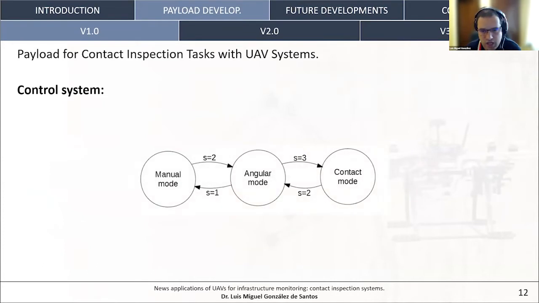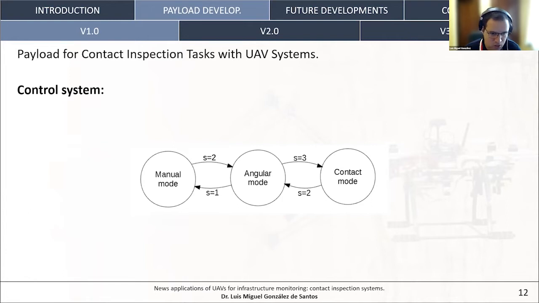In this case, 3 operational modes were defined. In the first operational mode, the manual mode, the vehicle is completely controlled by the operator. In the angular mode, the payload actuates over the yaw signal to control the angle formed between the UAV and the structure. And in the contact mode, the payload controls both the yaw and pitch signals in order to perform the approaching movement, ending in a stable contact with the structure.